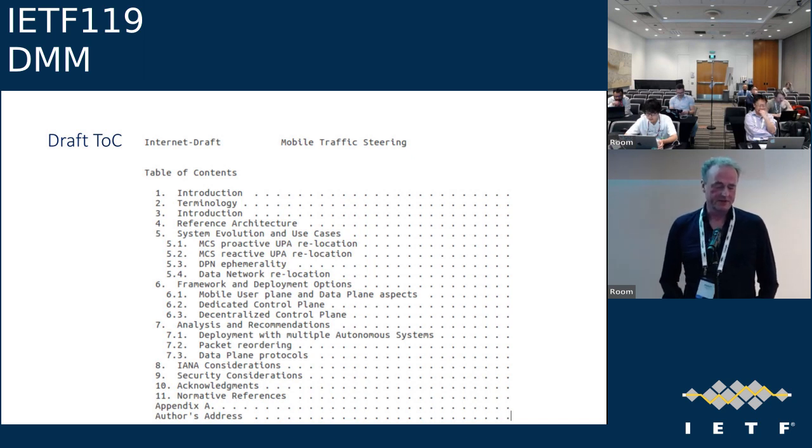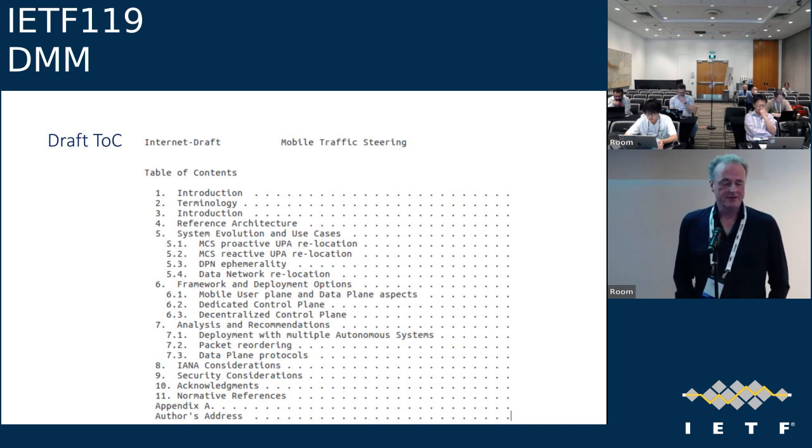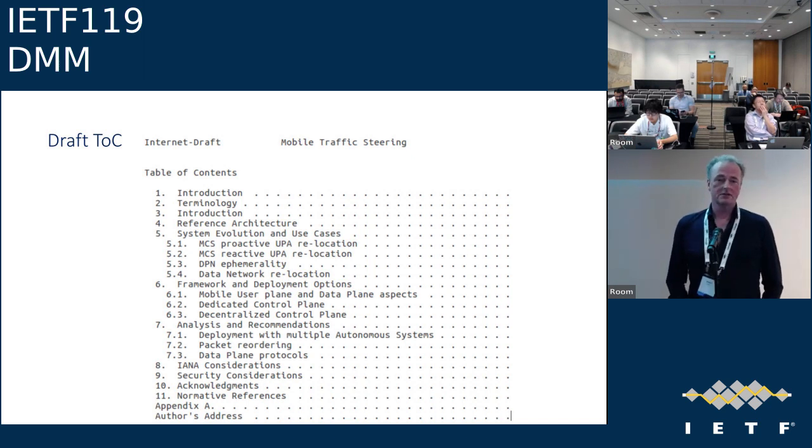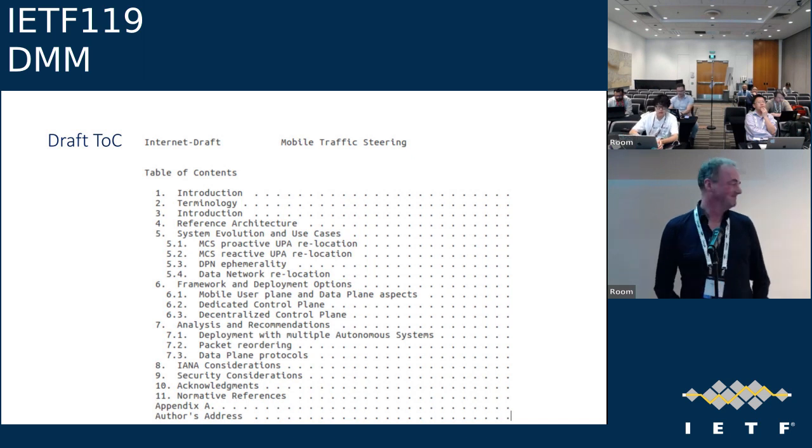So deployment options, pros and cons, packet reordering, and data plane protocols that could be taken here. So that's the first shot. We could even think about semantics and information models between control planes, but that could go into a later version of this document, or maybe even a separate one. All right, that's the status, and I'm looking forward to your comments as soon as the draft is out. Thank you.